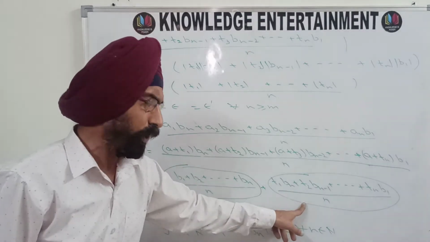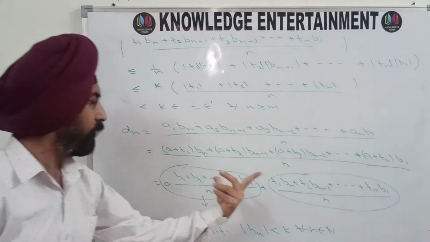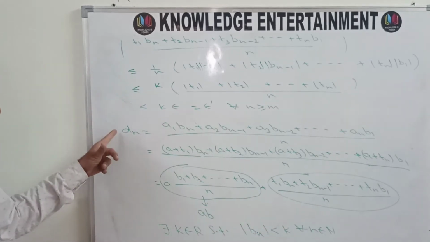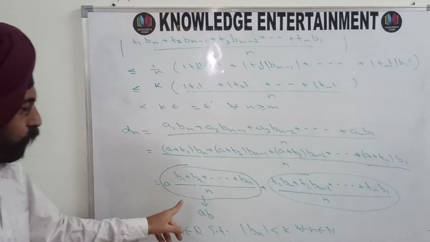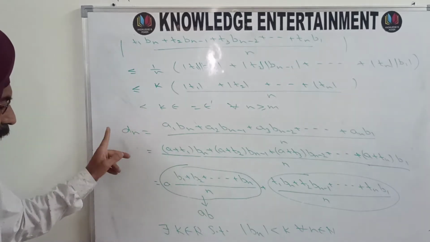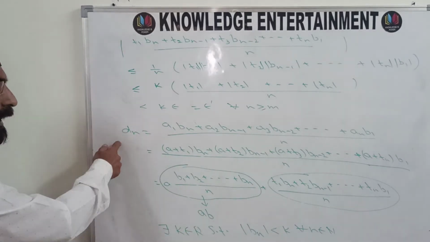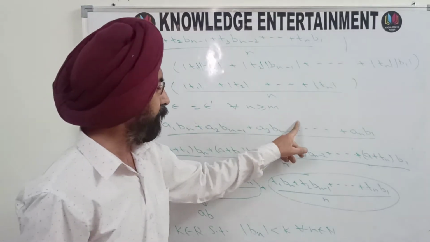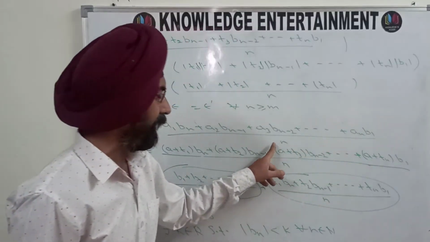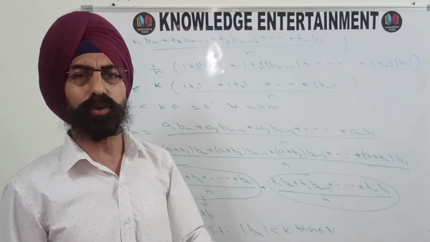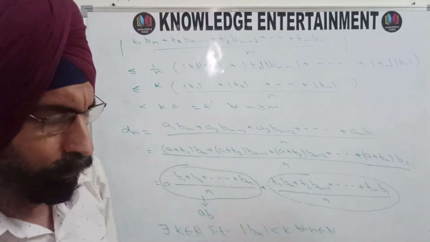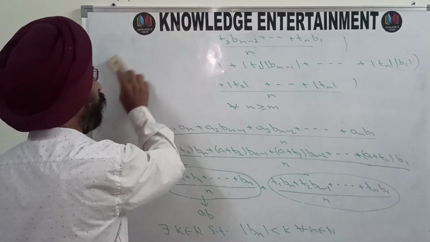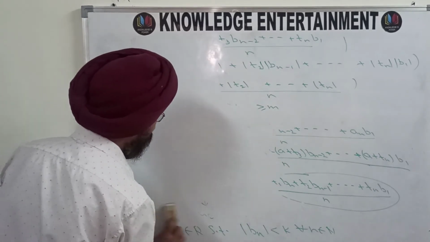This converges to 0. This converges to AB. So the sum sequence converges to AB. So your sequence Dn converges to AB plus 0. That means Dn converges to AB. And what is your Dn? Dn is (A1 Bn + A2 Bn-1 + A3 Bn-2 + and so on + An B1) divided by n. So this sequence converges to AB, and that was required to be proved. So here we have proved one of the two important theorems, that is Cesaro's theorem.